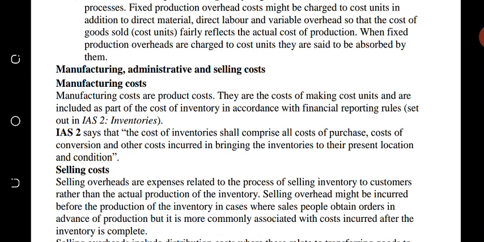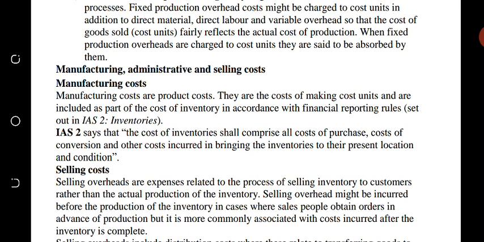Now, manufacturing costs are product costs. They are the cost of making cost units, and are included as part of the cost of inventory in accordance with financial reporting rules set out in IAS 2 Inventories.